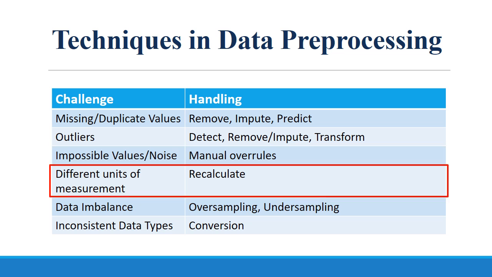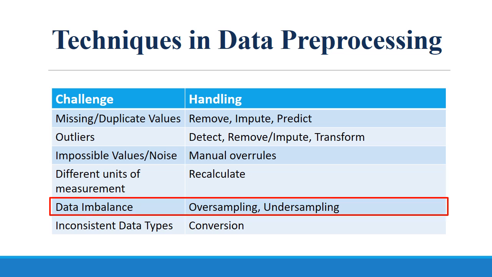When a dataset contains measurements in different units, for example, weights in pounds and kilograms, it is crucial to standardize these units for consistency. This can be done by converting all the measurements to a single unit system using an appropriate conversion formula. Data imbalance can be handled using oversampling or undersampling techniques. The oversampling technique involves increasing the number of instances in the minority class by replicating them or generating synthetic samples using methods like SMOTE. The undersampling method reduces the number of instances in the majority class to match the minority class, which helps balance the dataset.